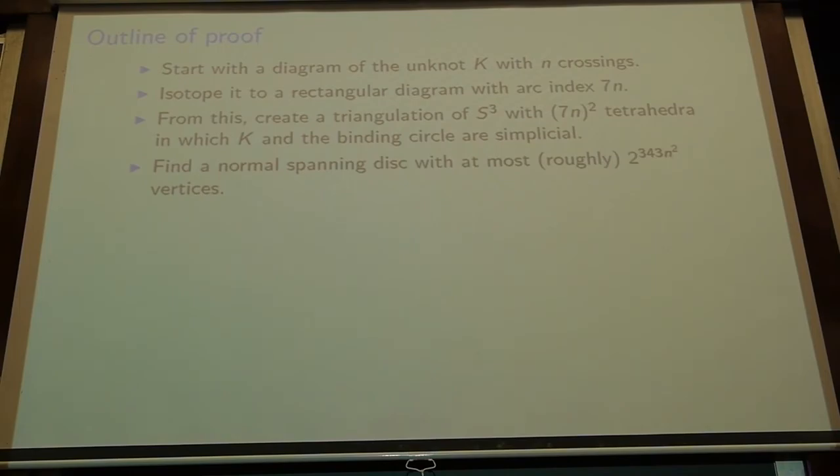So then we know that we can find a spanning disk with an exponential upper bound on the number of triangles and squares, and hence an exponential bound on the number of times it intersects the one-skeleton of the triangulation, and in particular an exponential upper bound on the number of times it intersects the binding circle, which is our main measure of complexity. Okay. So we've got a spanning disk with at most this many vertices.